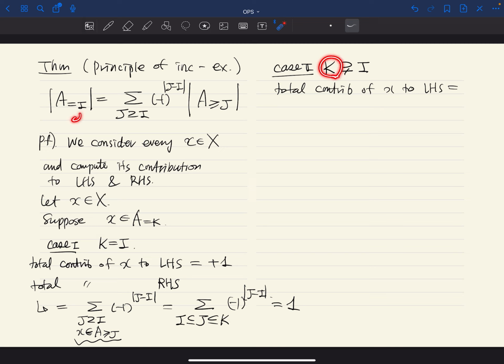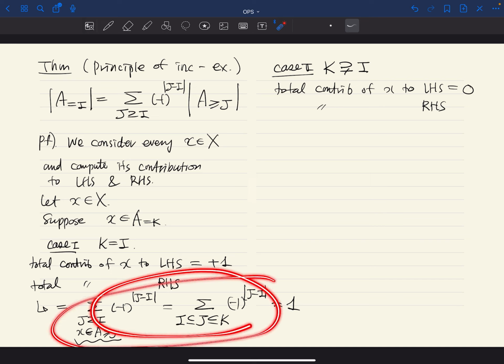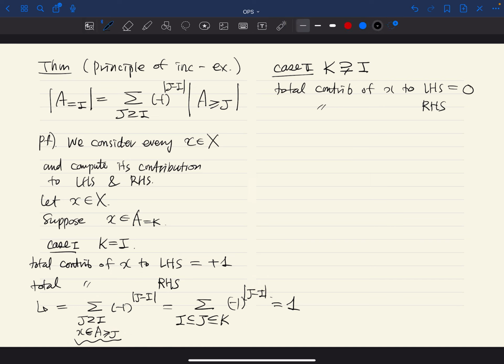K is not I, so it will be 0. Total contribution. The total contribution is only 1 if I is exactly K. That's the only possible case. But what about the total contribution of X to the right-hand side? We already computed this, so we can just work with this. It is the sum over I.